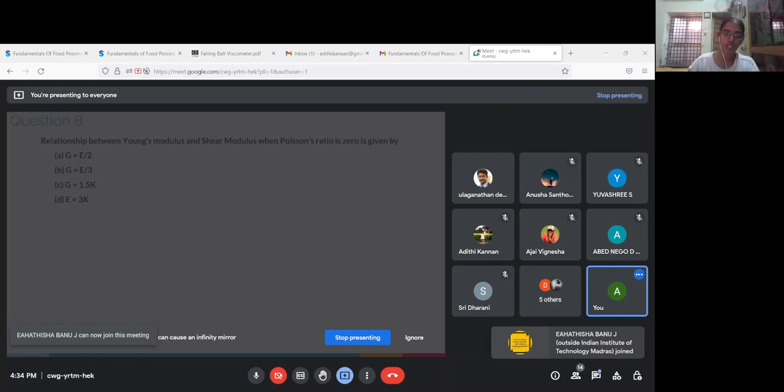So the relationship between Young's modulus and shear modulus is G equals E by 2 into 1 plus mu, where G is the shear modulus, E is the Young's modulus, and mu is the Poisson's ratio. So when you apply mu equal to 0 here, you will be getting G equal to E by 2, as all of you have answered. So the correct answer to this question is option A, which is G equal to E by 2. Moving on to the next question.